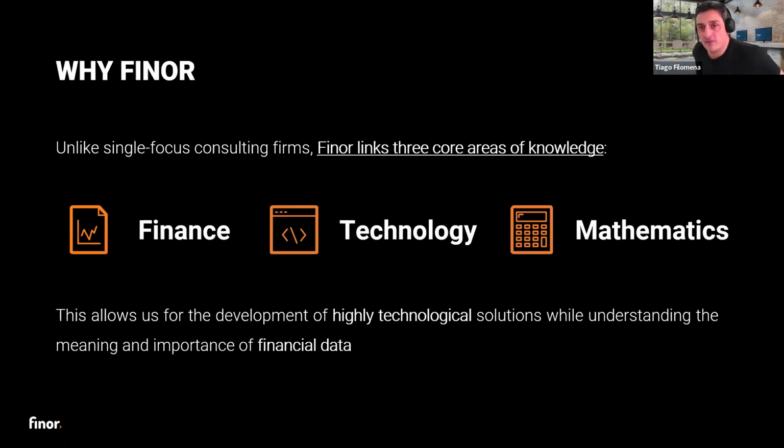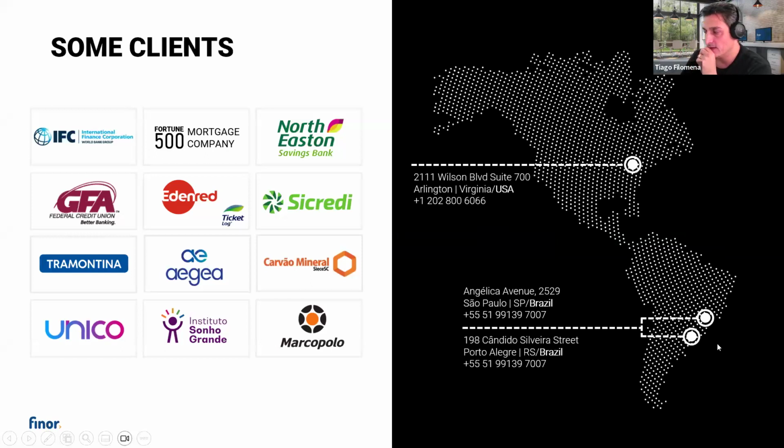The difference between Finor and other data science companies is that whenever you do an AI project, you have to understand technology and math, obviously, but also the business you're dealing with. So we focus just on finance, given that it is a very technical area, and this improves productivity a lot when you start to talk to clients. The company operates in Brazil and the US, and here are some clients.